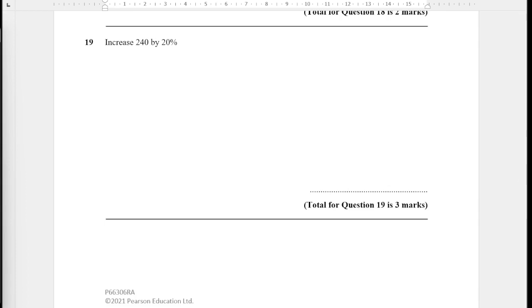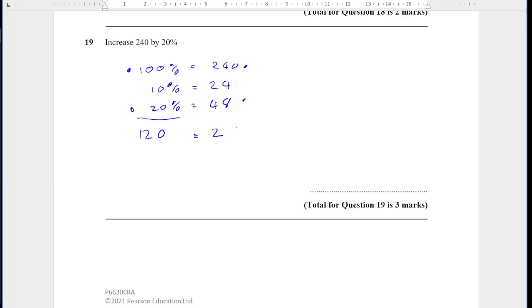Okay, increase 240 by 20%. On a non-calculator paper, I use a pretty standard method for this. I would say 100% of the number is 240. So 10% of the number is going to be knock a 0 off, 24. So 20% is going to be equal to 48. So 120% is going to be found by adding this and this together. So it's going to be 288.